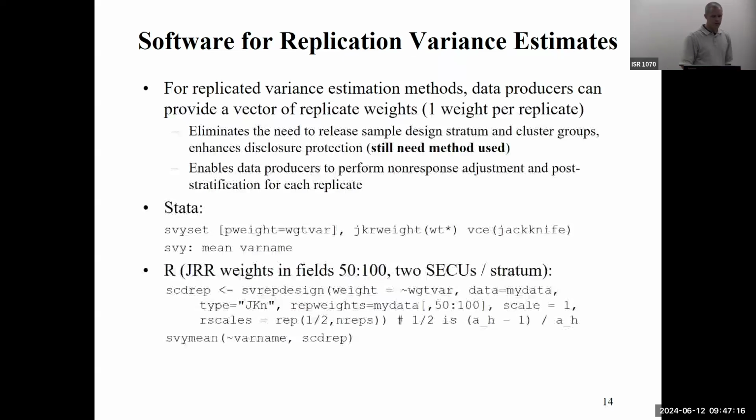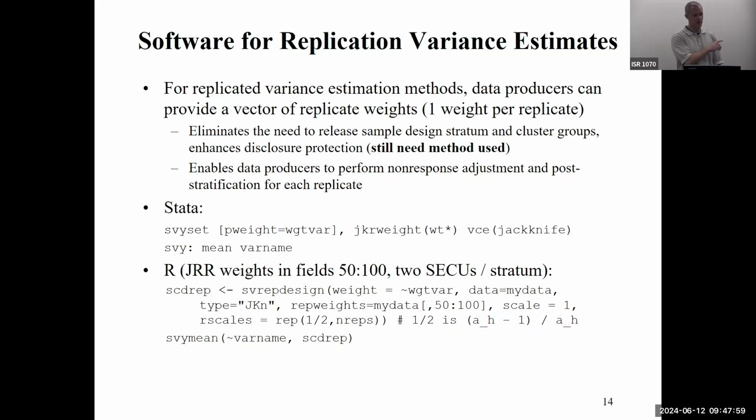Now, thinking about the software that makes all this possible. For replicated variance estimation methods, data producers typically will give you a vector of replicate weights. For the jackknife, they may also give you a vector of coefficients. But generally, you're going to see a vector of replicate weights. And you have to, again, read the documentation carefully to understand what technique was used and how those weights should be input. This again eliminates the need to release the sample design stratum and cluster codes. So the data producer doesn't have to do that, and it enhances disclosure protection. But the data user still needs to know what replication method was used.